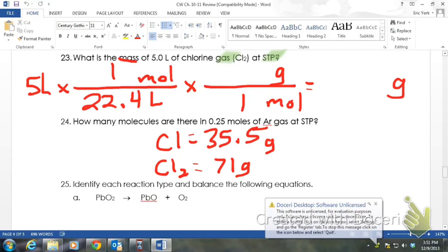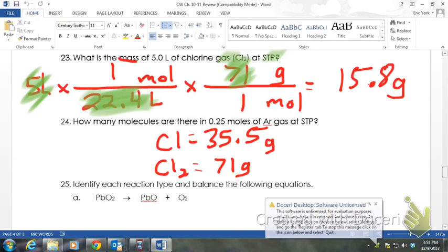So then we plug our 71 grams up here, and now I do the math. This will be 5 times 71. So once you get that, then you divide it by 22.4, and then your final answer will be 15.8 grams. And that's your final answer.